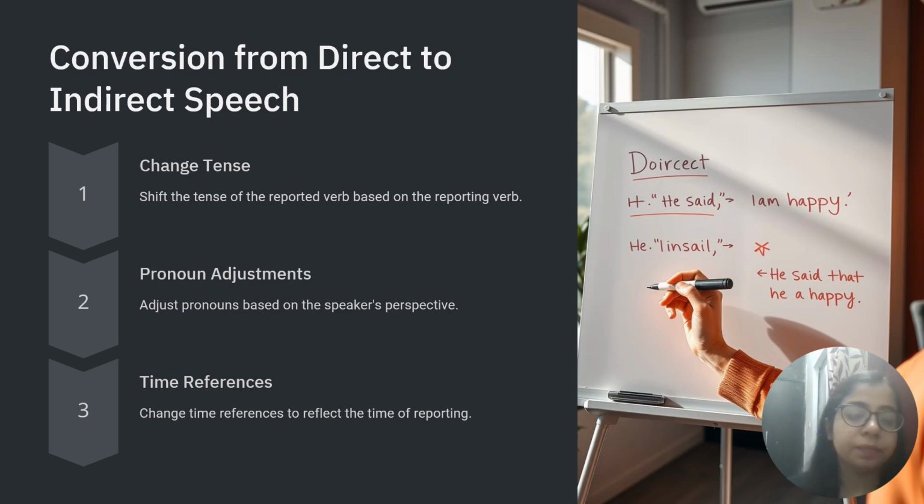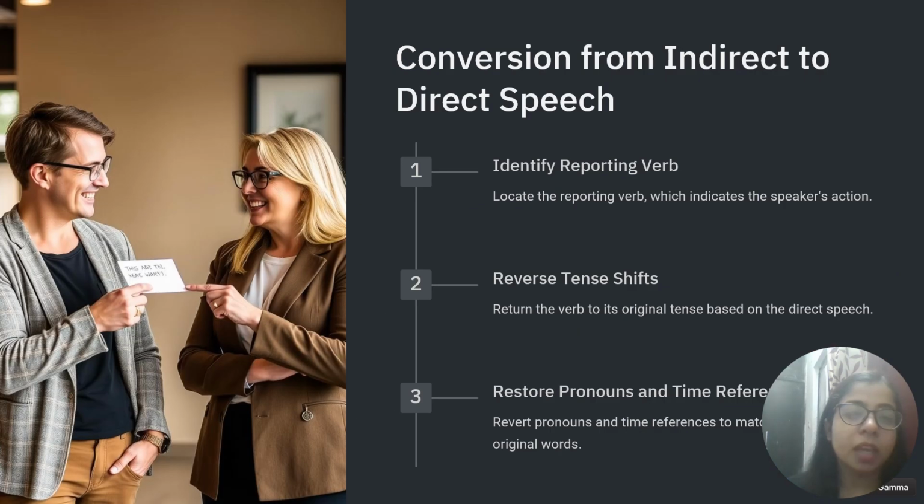Okay, now let us come upon conversion from indirect to direct speech. The first is identify reporting verb. You need to first identify the reporting verb when we are converting from indirect to direct speech. Okay, so suppose the reporting verb is said or asked, then you need to locate it. Okay, this is the reporting verb. You need to locate it properly.